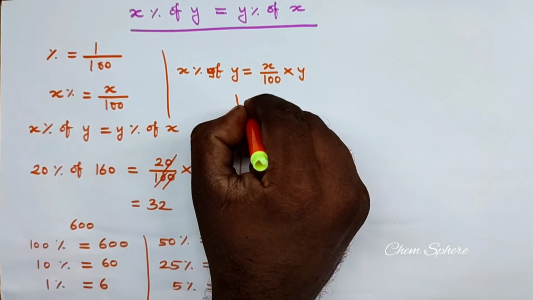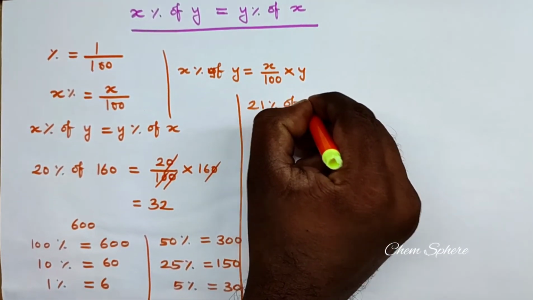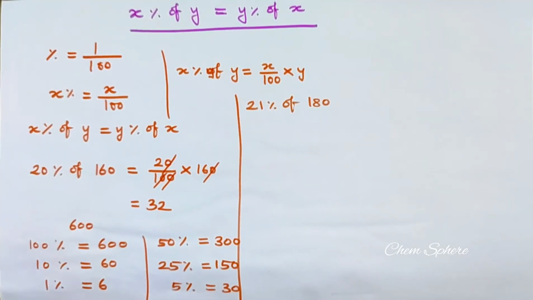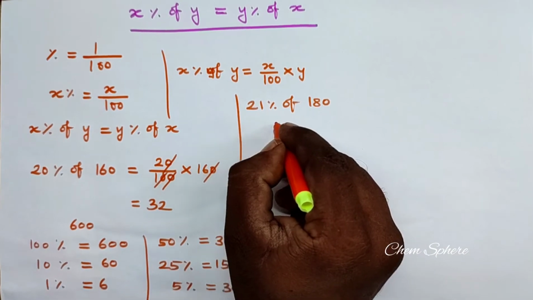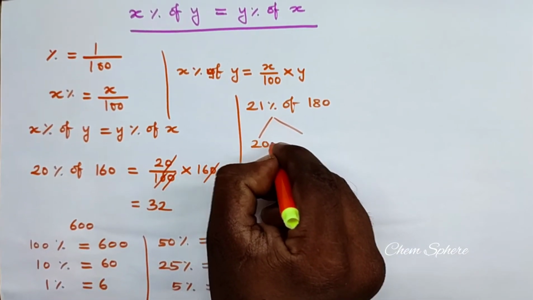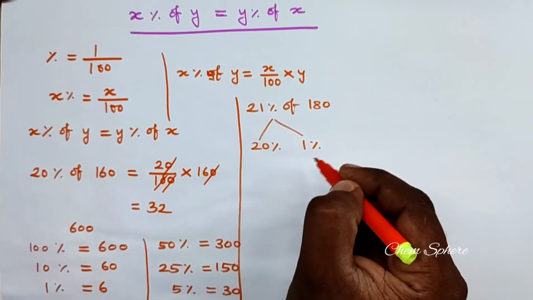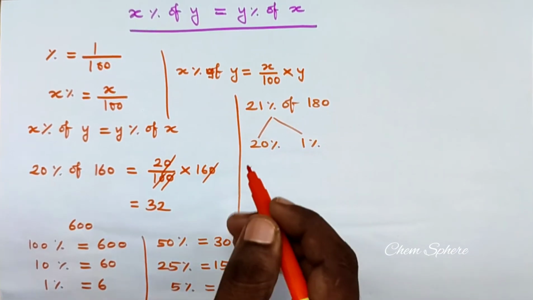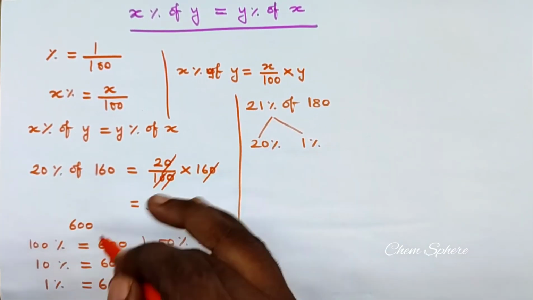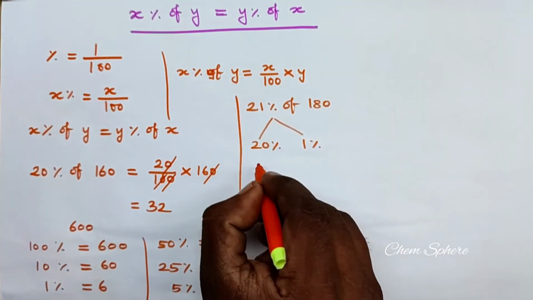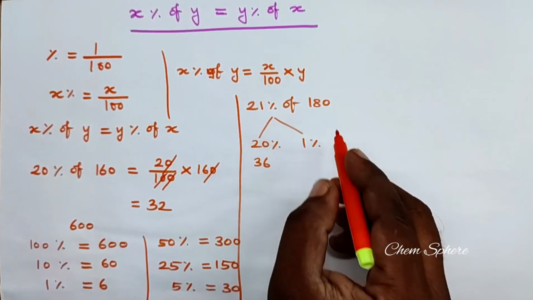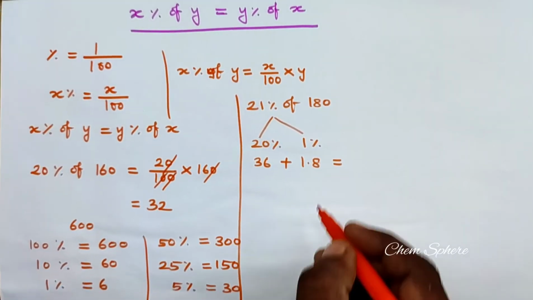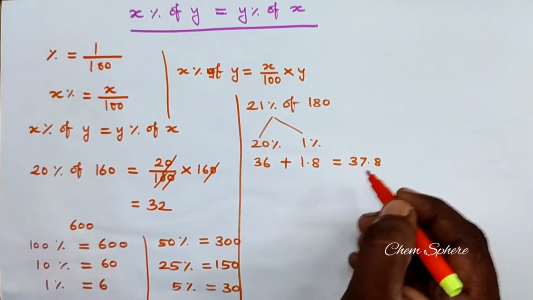Okay, now 21 percentage of 180, how much? It's very easy. We can split this 21 percentage into two parts, that is 20 percentage and then 1 percentage. Now 10 percentage of 180 will be 18. 20 percentage means you need to multiply by 2, that is 2 times 18, which is 36. 1 percentage will be 1.8. If we add these both, we get the value 37.8.